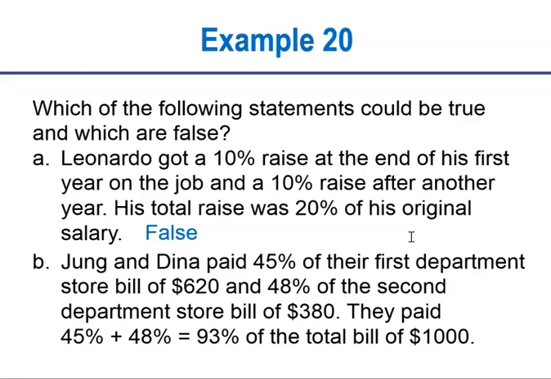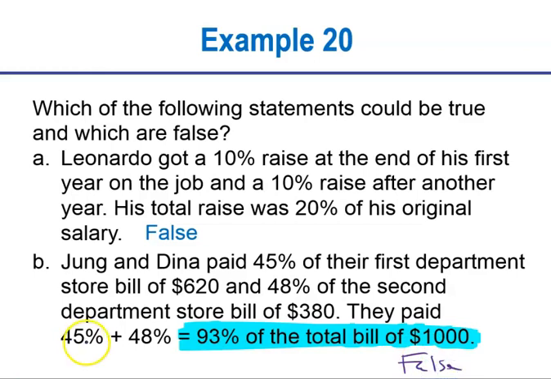So Jung and Dinah paid 45% of their first department store bill of $620 and 48% of the second department store bill of $380. They paid 45% plus 48% is 93% of the total bill. What do you think? Does that seem reasonable? That you just add percents together like that? I would say no, that this one is also false. Why in the world would that be false?